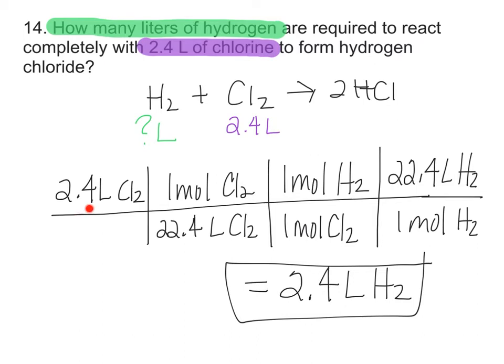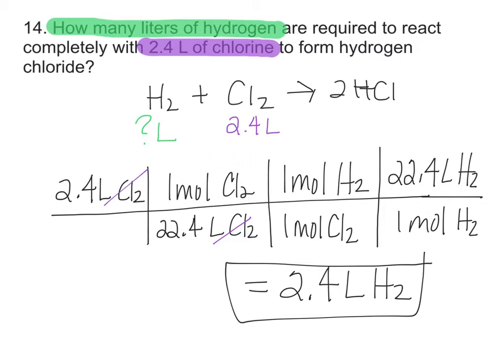So we start here. Because we have liters, we're not going to use molar mass here. We're going to use our 22.4 liters per mole of any gas. So that's going to go on the bottom. And of course, our liters end up canceling out. And so then that means we've converted to moles. So now we're in moles.